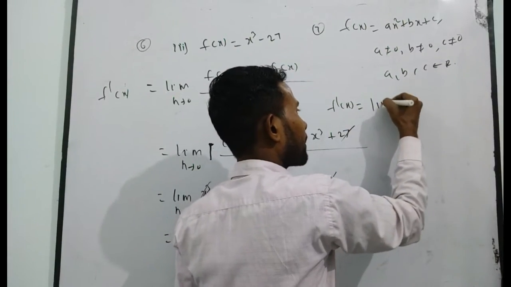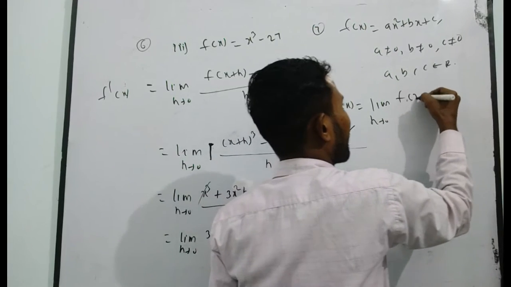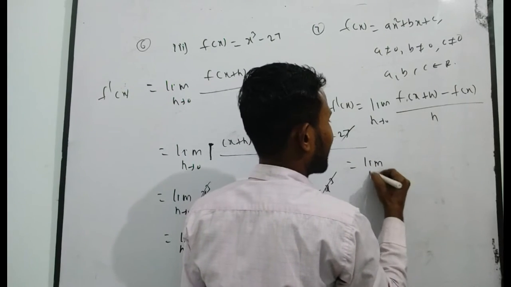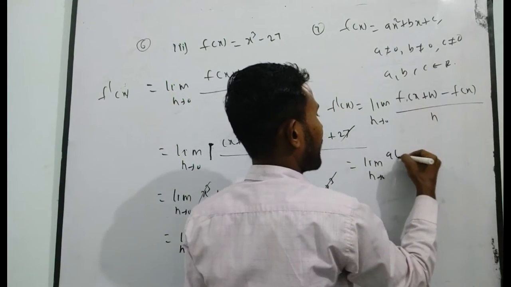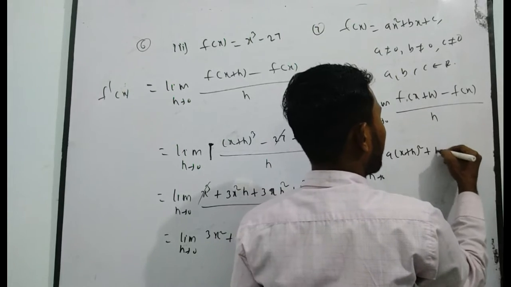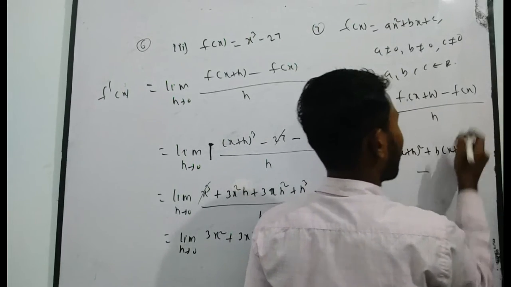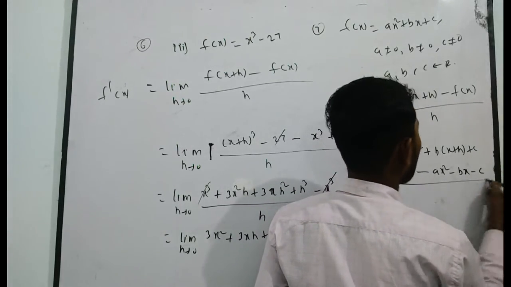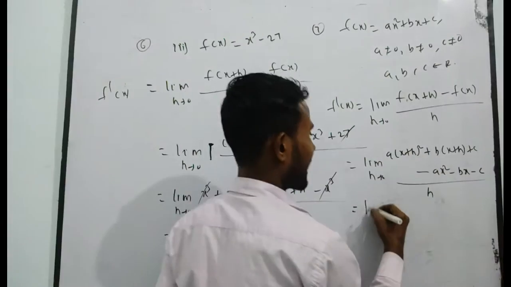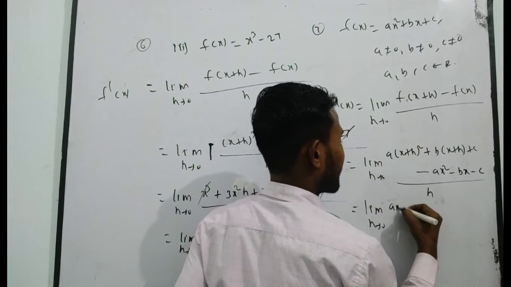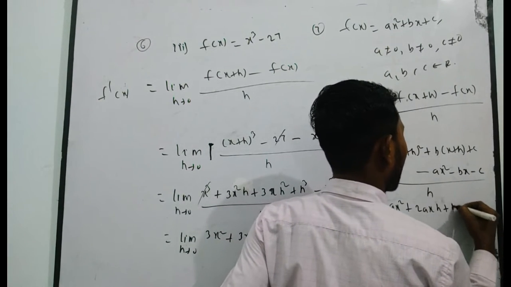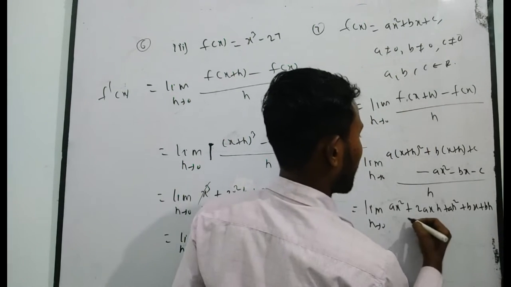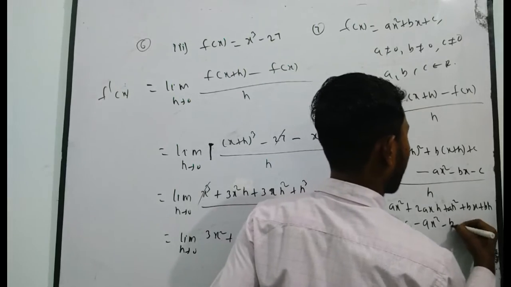f dash x will be what? Limit h tends to 0 of f(x plus h) minus f(x) divided by h, which will be limit h tends to 0 of a times (x plus h) whole square plus b times (x plus h) plus c minus f(x), that means you have to simply multiply the whole f(x) by the minus sign, divided by h. Now you have to expand the numerator part of this expression: a times x square plus 2axh plus ah square plus bx plus bh plus c minus ax square minus bx minus c.